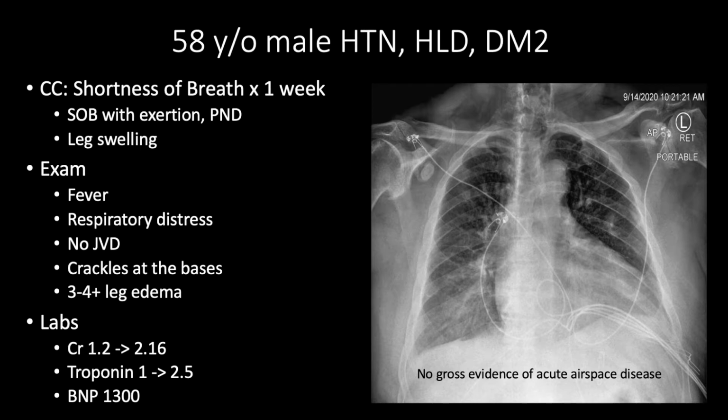On his exam, it was notable he was febrile in the emergency department and appeared to be in some respiratory distress. There was no obvious jugular venous distension. There were crackles at the bases, and he had marked lower extremity edema that was graded as 3 to 4 plus. His labs were concerning for an acute kidney injury with a creatinine rise from 1.1 to 2.16. His troponin was rising as well from 1 to 2.5 overnight, and his BNP was elevated at 1300. The chest x-ray here was read as no gross evidence of airspace disease.